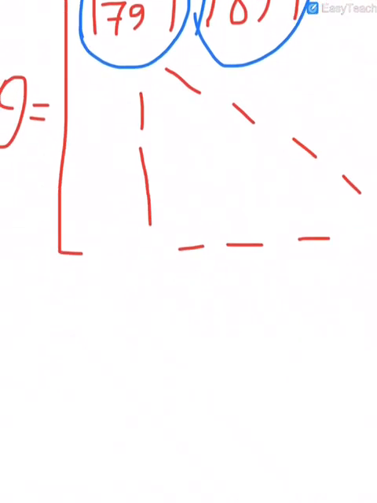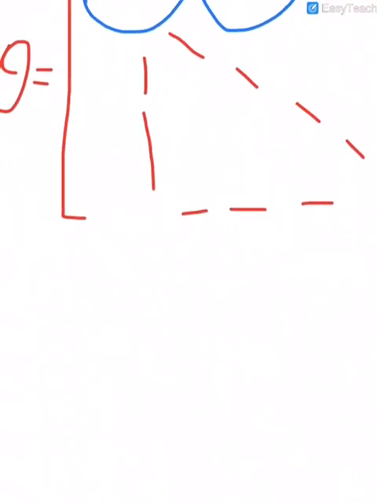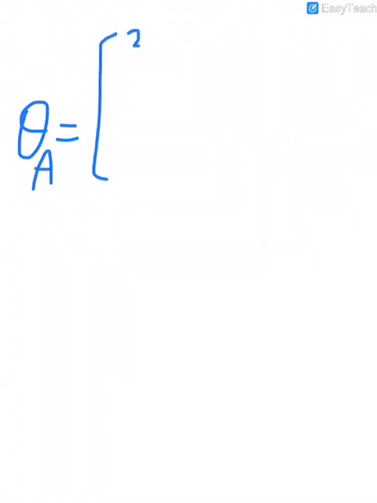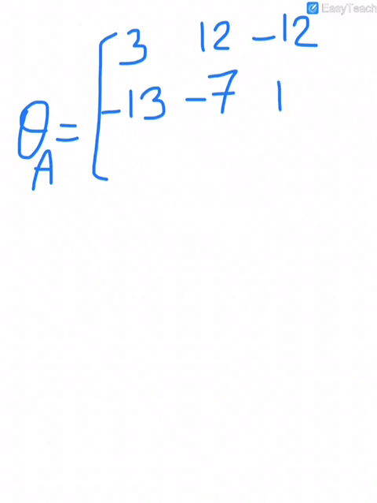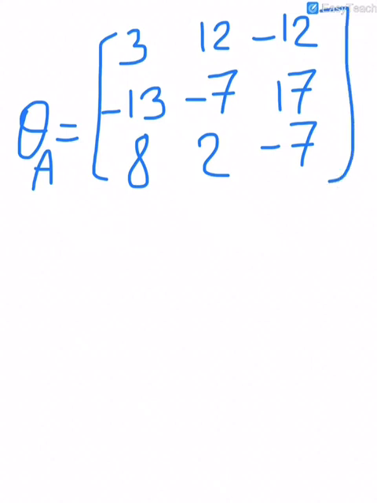So if you calculate these and write all those, you are going to have the cofactor matrix for the matrix A, which is equal to 3, 12, minus 12, minus 13, minus 7, 17, 8, 2, and minus 7. This is the cofactor matrix of matrix A.